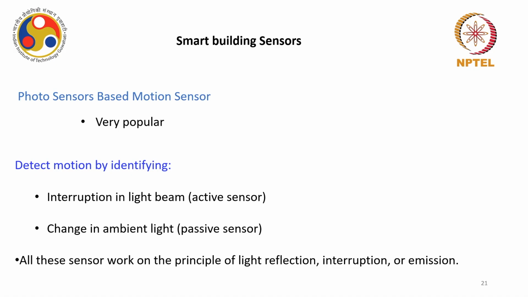Photo sensors are very popular motion sensors, and the detection of motion is by identifying the light associated with the occupant.